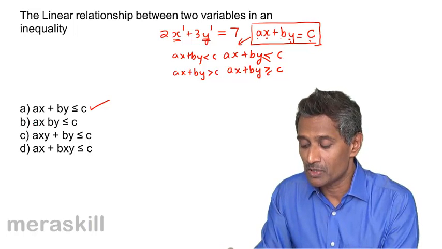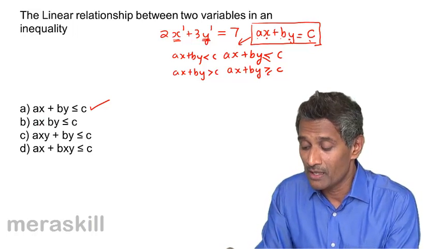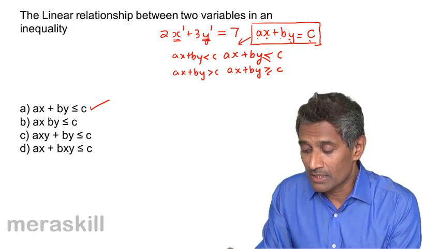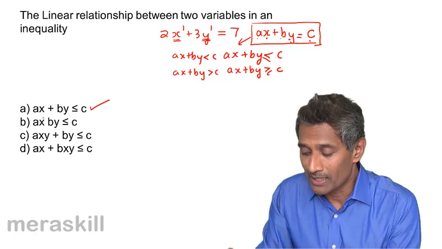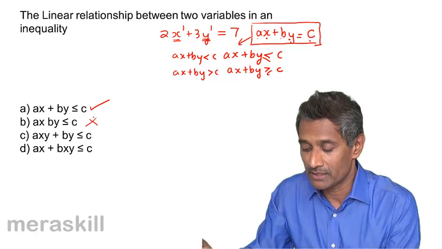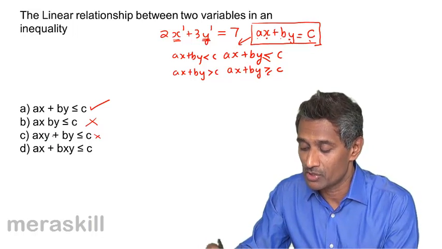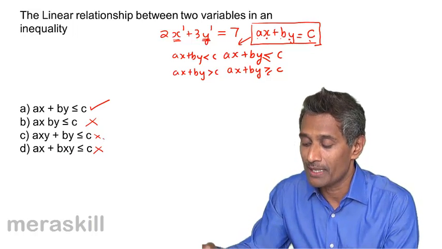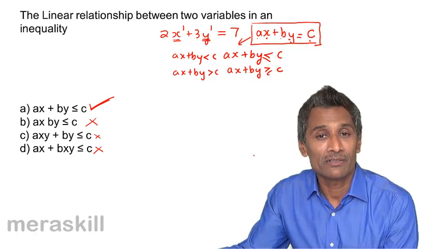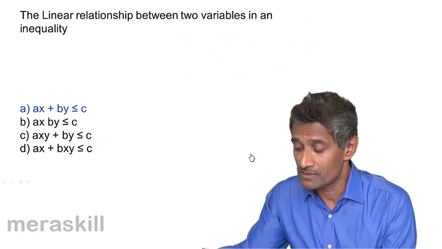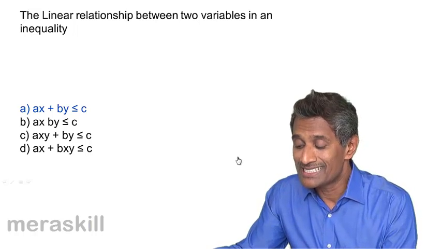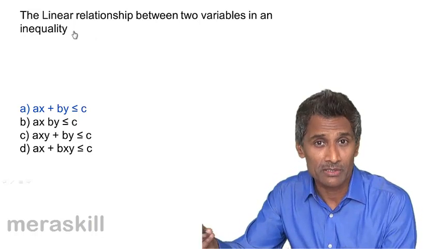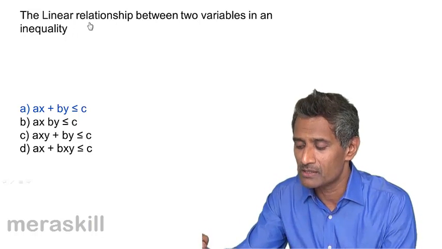This is absurd because there is no plus sign in between, and although x and y have been raised to 1, when you multiply them together, the total index or the total degree of the variable is 1 plus 1, 2. So this is definitely not a linear equation. This again is not a linear equation because it's axy and not ax. Again, this is bxy, so this is not valid. So this is a linear equation. Let's check what the answer is. Yes, we are right here: ax plus by is less than or equal to c, because the remaining are absurd relationships.